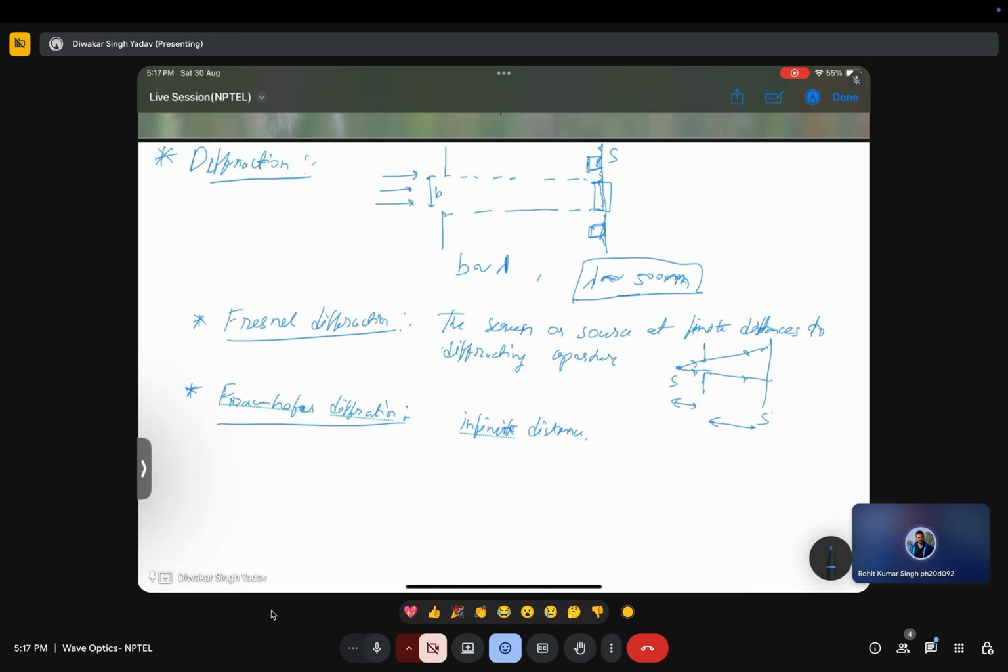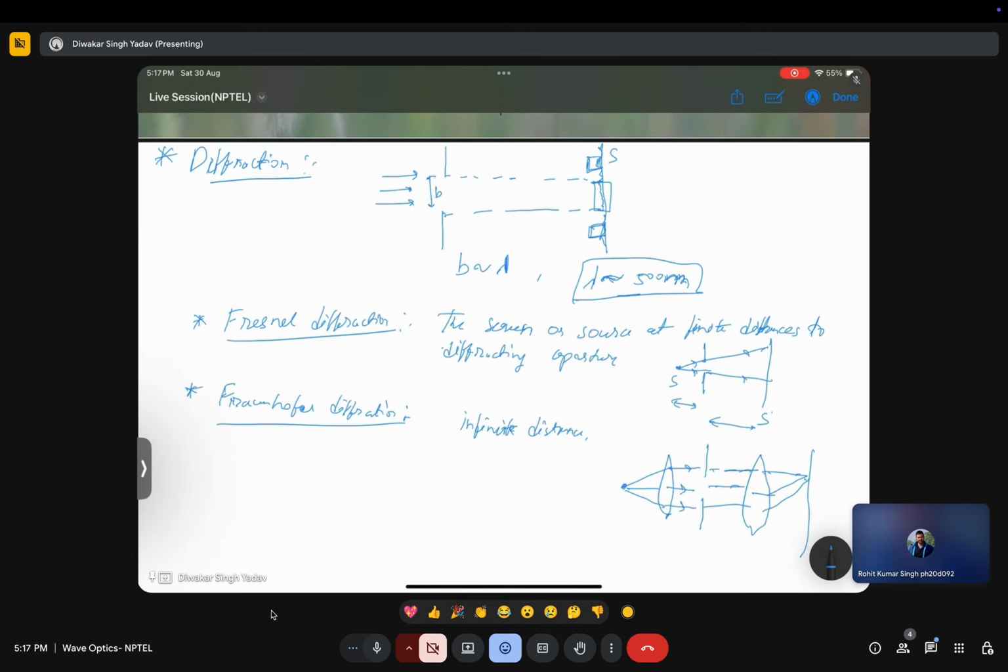Now how to make it parallel? To make it parallel, you can simply take a convex lens and keep it before the slit. Even if the source is at a finite distance, the light rays after the convex lens will be parallel. Similarly, before the source you can keep a convex lens like that, and parallel light rays will go here, and then it will converge to some point like this.